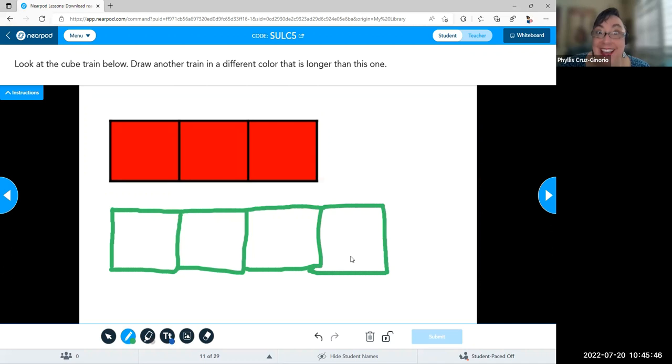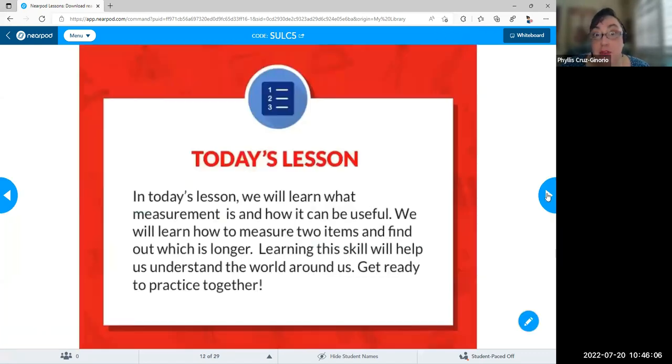And look, this has to be 1 more cube. Can you do another cube? What if you only did 2 cubes underneath? Would it be longer than the cube train on top? All right, so let's move on. Good practice in this. I love drawing the cube trains, and I wonder if you can do some more practice coming up to draw some more objects that are longer or shorter, putting them in order, and then comparing.